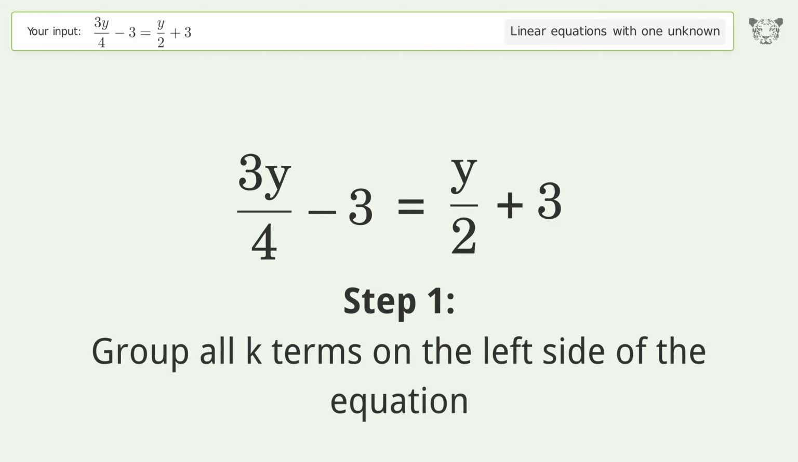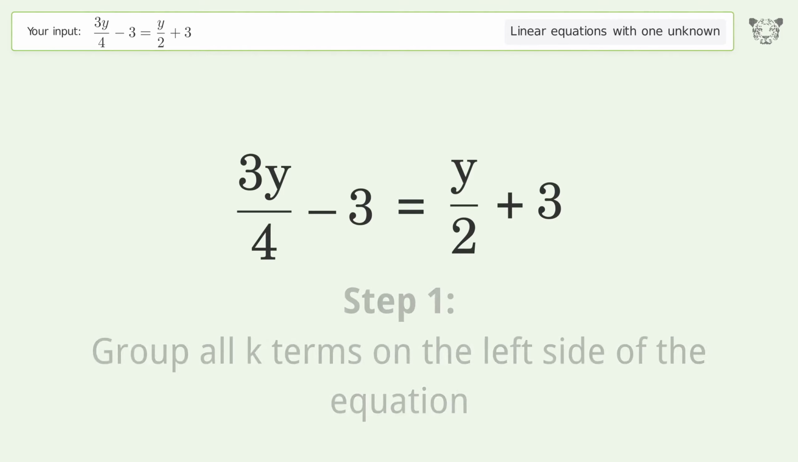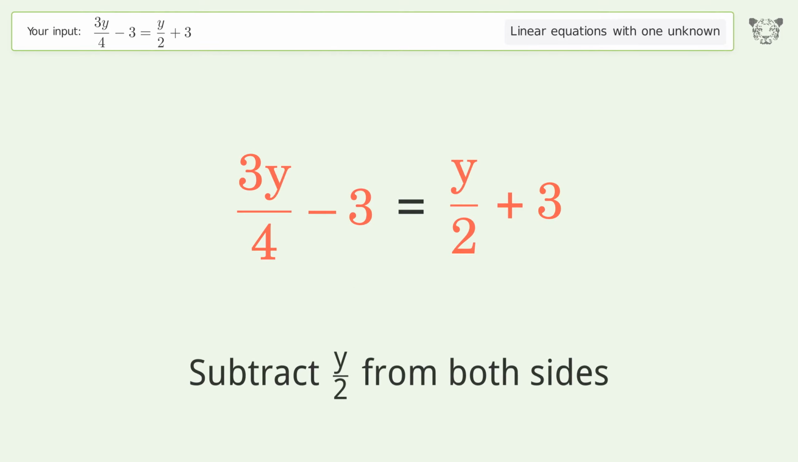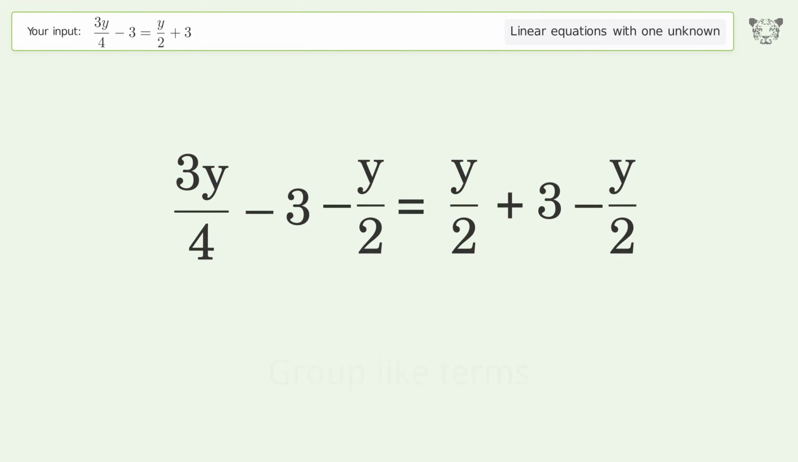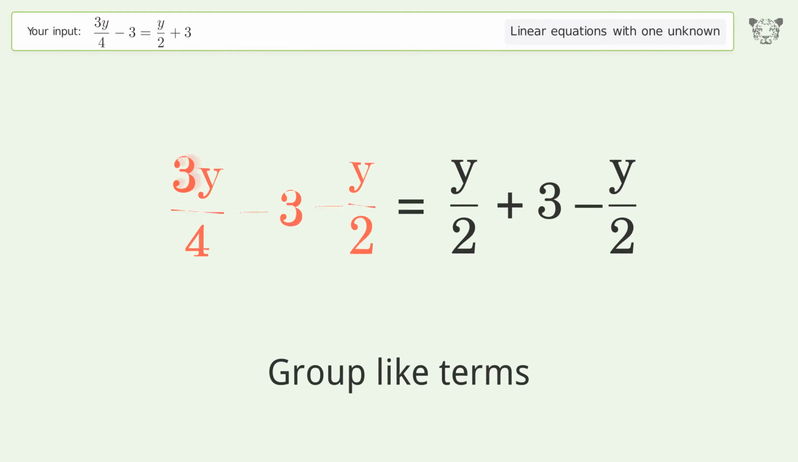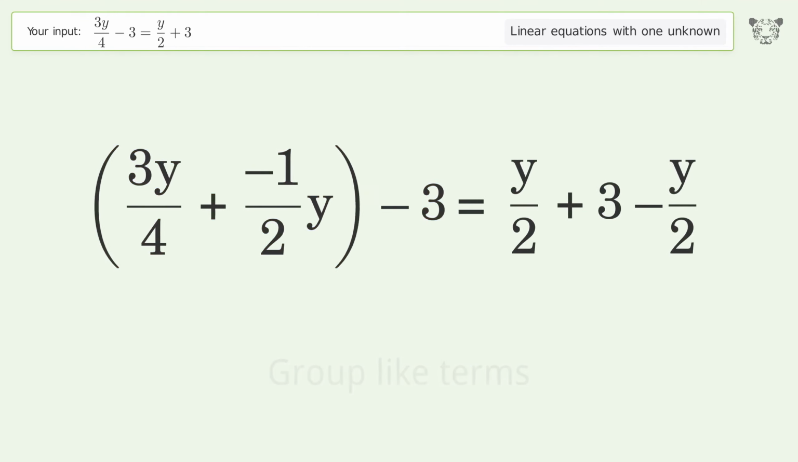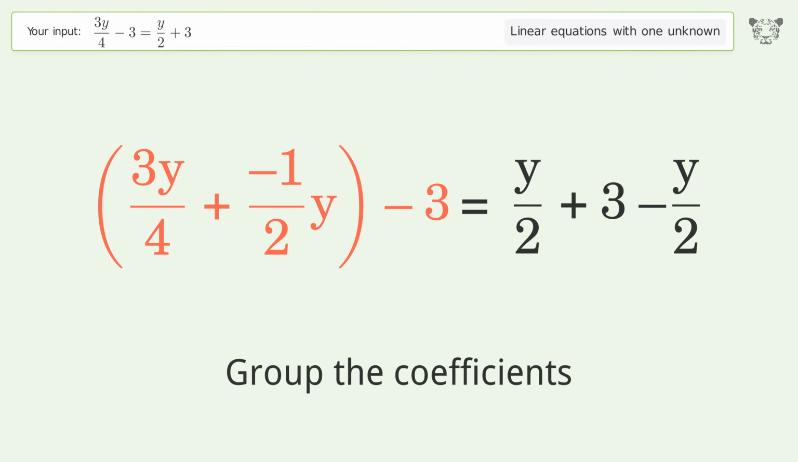Group all k terms on the left side of the equation. Subtract y over 2 from both sides. Group like terms. Group the coefficients.